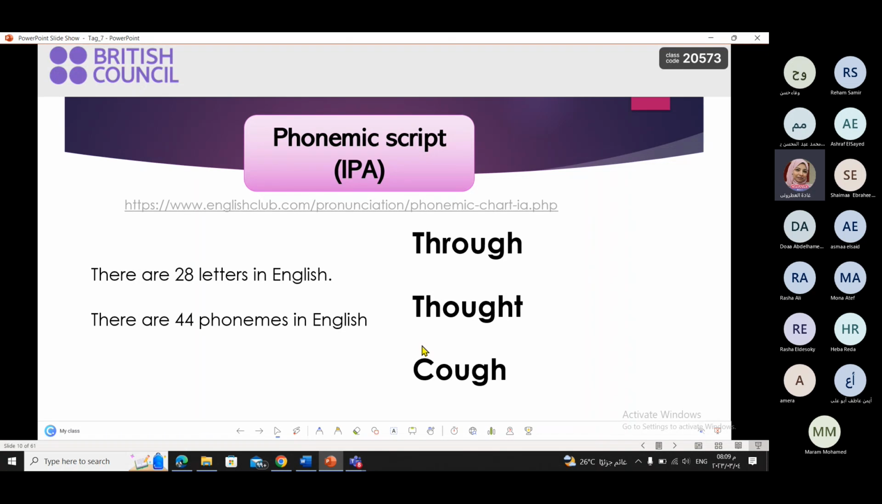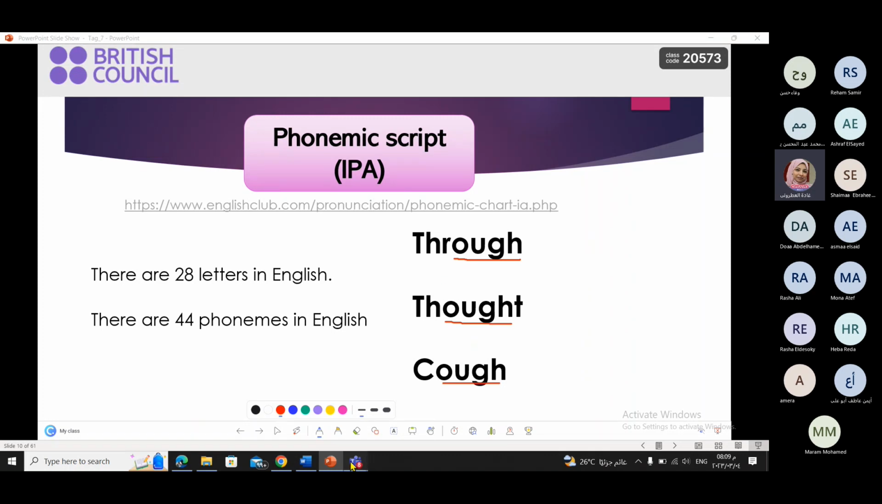For example, here we have three words, and these words have the same letters O-U-G-H, O-U-G-H, and O-U-G-H. Are these letters pronounced the same? Let us together read these words. Okay. Can you read this, please?